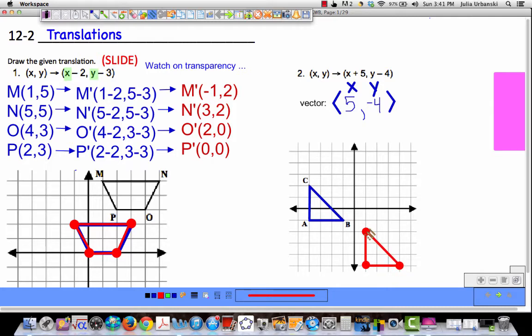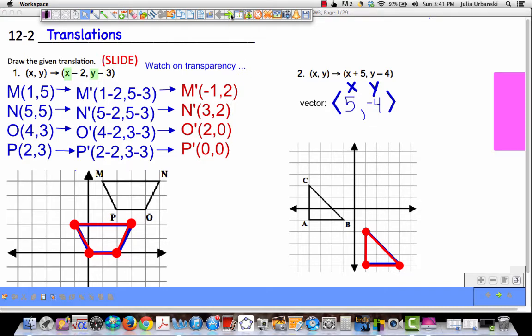And that's what it looks like. And at the same time, I just want you to notice that you can take this whole triangle and you can go to the right 5. You can go 1, 2, 3, 4, 5, and then you can go down 4. 1, 2, 3, 4. And that's all that translations are. It's just sliding, no rotating or anything.